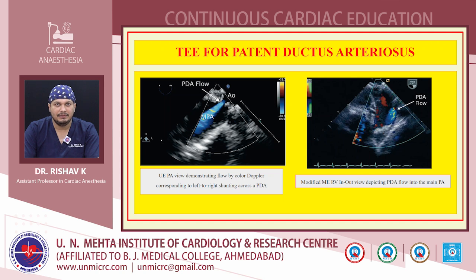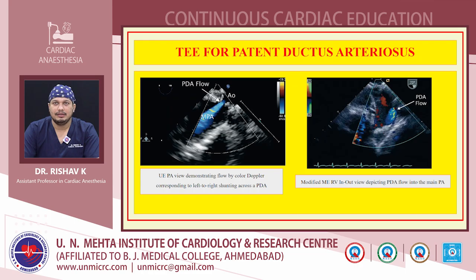So these are some of the TEE views that we see. To the left, we see the upper esophageal pulmonary artery view, which we obtain from the mid-esophageal RV inflow-outflow view, and we can withdraw the probe slightly to demonstrate the pulmonary artery. This view demonstrates flow by color Doppler corresponding to left to right shunting across the PDA. Here it's clearly seen that there is a communication between the aorta and the main pulmonary artery, and there is flow across the PDA, using the appropriate settings for image depth as well as sector size and Nyquist limit.